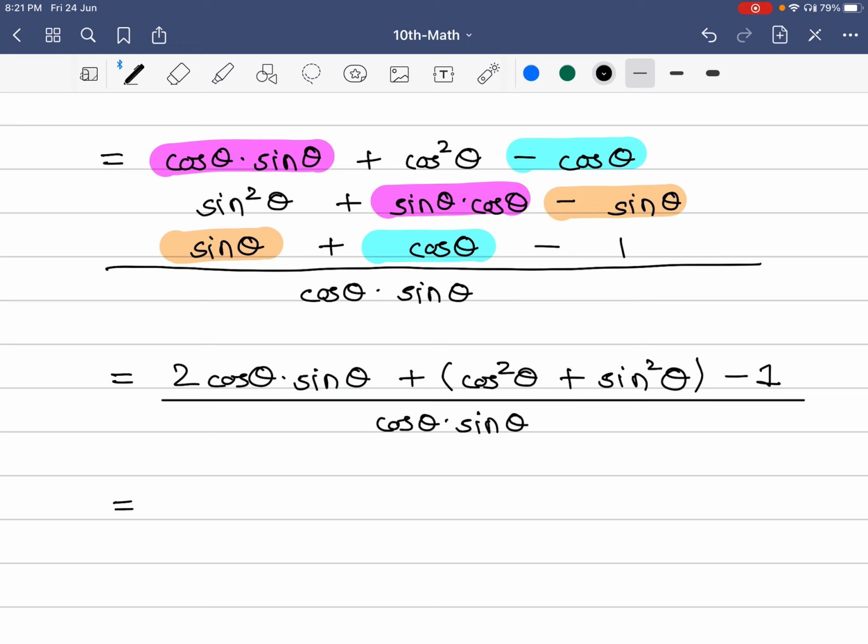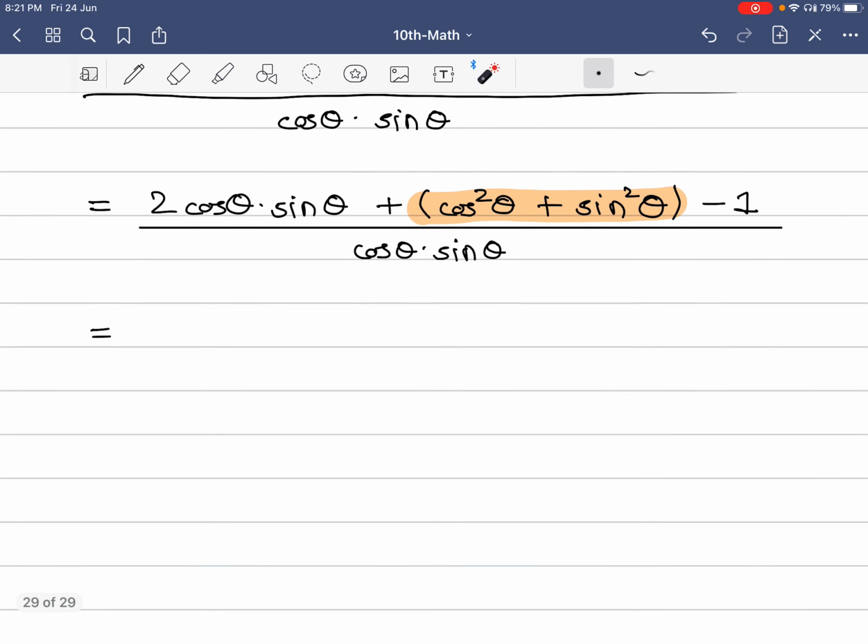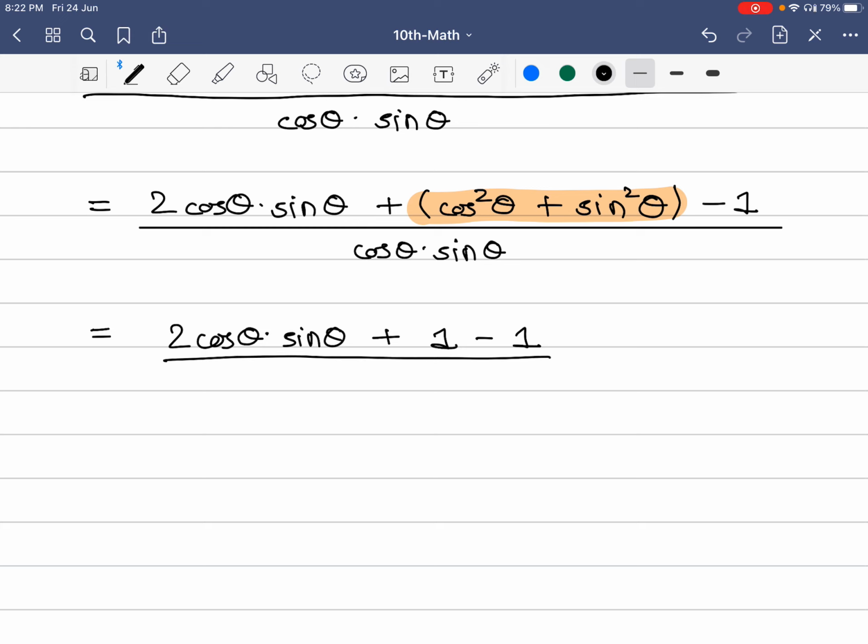And now we again are going to use our trigonometric identity for cos square theta plus sin square theta. Let me use a highlighter. So this is our trigonometric identity, cos square theta plus sin square theta is equal to 1. So this is 1, and 1 minus 1 is again going to be equal to 0. So I am just going to write it down here, 2 cos theta into sin theta, plus 1 minus 1, and once again the whole divided by cos theta into sin theta.